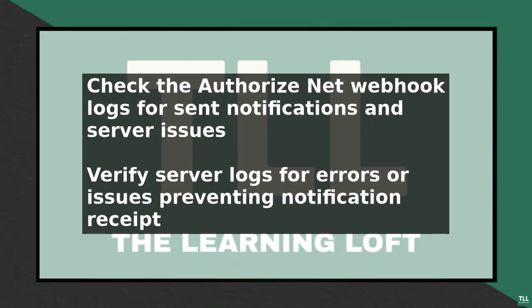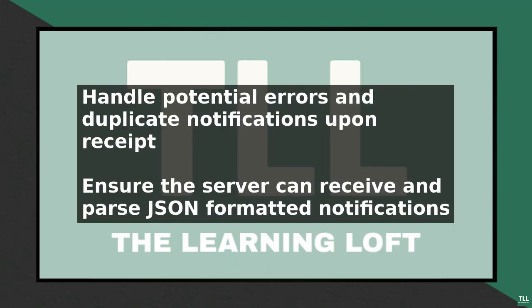If you are still having trouble, check the format of the webhook notifications. Authorize Net sends notifications in JSON format, so make sure your server is set up to receive and parse JSON data. You can also use a tool such as Postman to test and verify the webhook notifications.